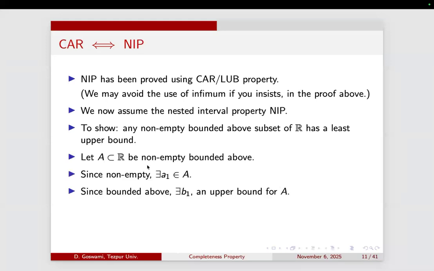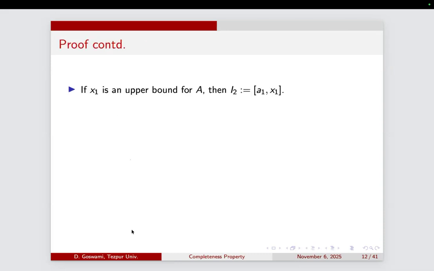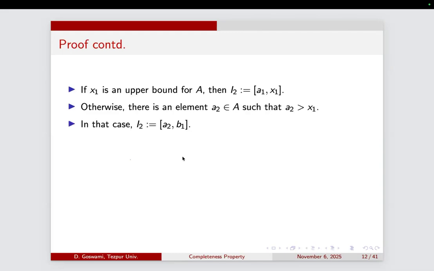A is non-empty, so I can choose an element A1. It is bounded above, so I can choose an upper bound. So I1 is a closed and bounded non-empty subset. I take a midpoint. Now this midpoint can be an upper bound. Then I will consider this subset. Otherwise, I will have an element greater than x1, so I will consider this subset. But in both cases, the subset I will call A2, B2, which is a subset of A1, B1.